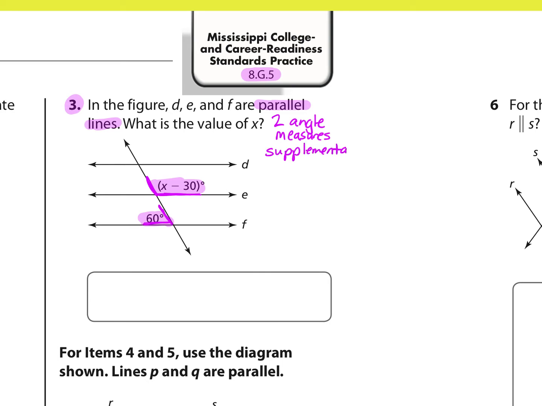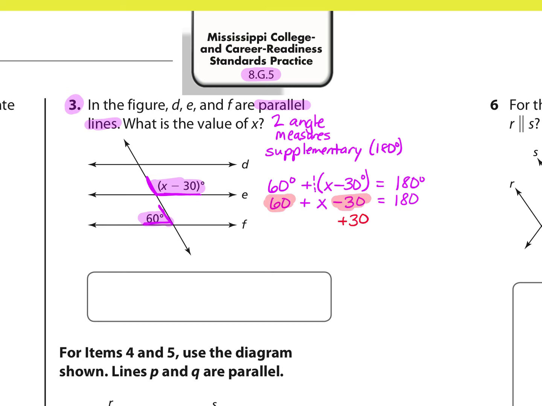They add up to 180 degrees. So 60 degrees plus x minus 30 degrees equals 180 degrees. And I could just drop that parenthesis because I would have an invisible 1 right here, and 1 times any term is going to keep it itself. That's the identity property. So 60 plus x minus 30 equals 180. 60 minus 30 are like terms. They combine to get positive 30.